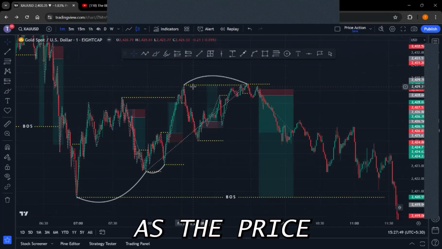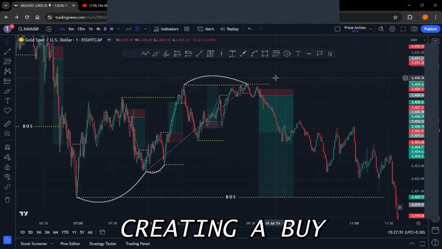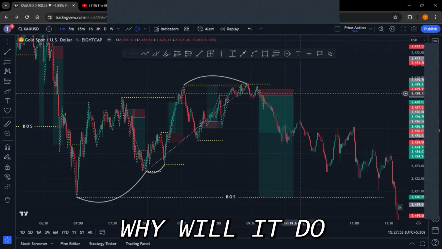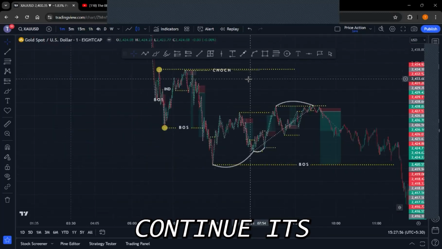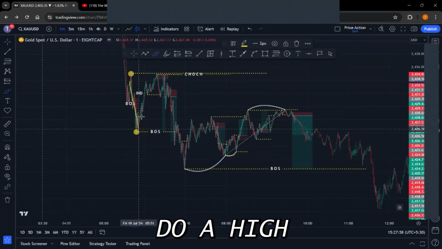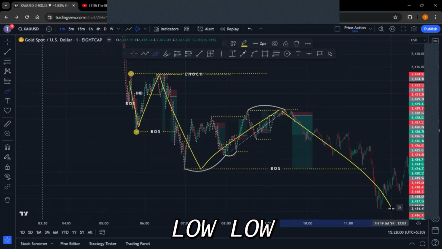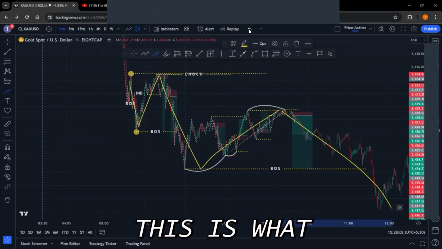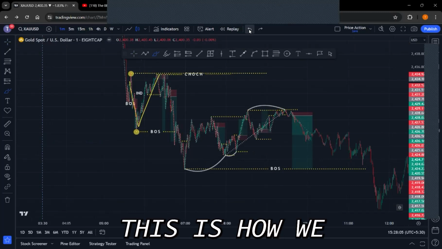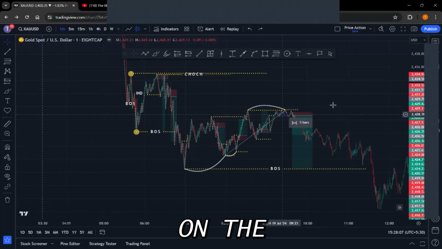But as soon as the price, while creating a buy leg in the market, gives me a sign of reversal, why will it do that? Because now it wants to continue its major external structure: lower high, lower low, lower high, lower low. Okay, so this is what we will do. This is how we take the trades in the regular market on a regular basis.